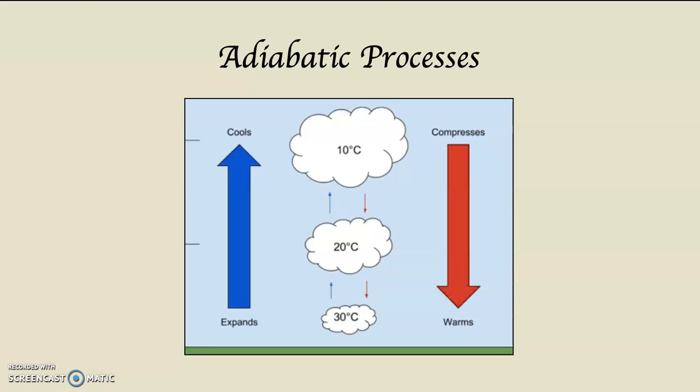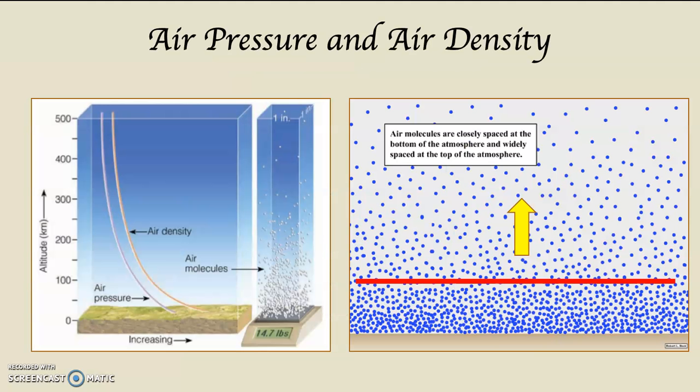And then you can see as the parcel of air descends, which is represented by the red arrow on the right-hand side, the parcel is compressed and it warms. So in other words, you can see that as it comes down, it's going to get smaller and smaller. Same number of molecules, it's just being compressed by the weight of the atmosphere. You probably remember this diagram on the left-hand side. This is showing you that as altitude increases, air pressure and air density decrease, then you can see 14.7 pounds per square inch, which is the weight of the atmosphere.